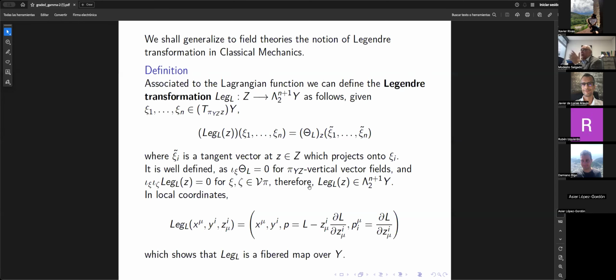Okay, and of course we have the Legendre transformation from zeta to this bundle, which in essence is just the canonical momentum, the canonical Liouville form. This is the local expression, so we can recognize here the energy, and this is just the momenta.